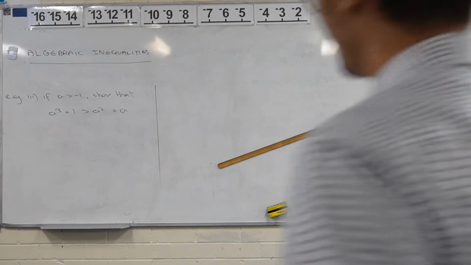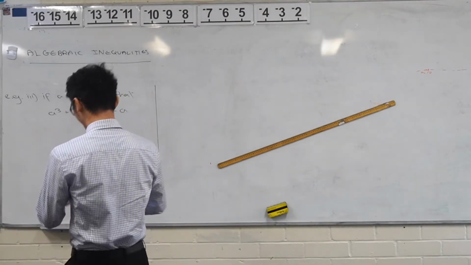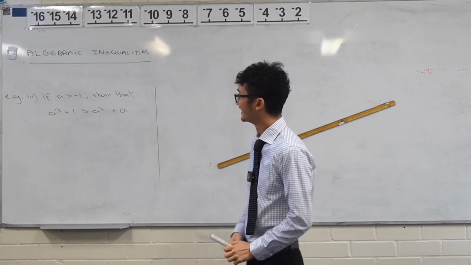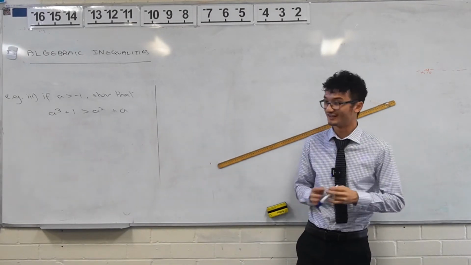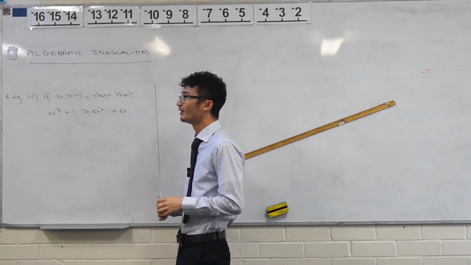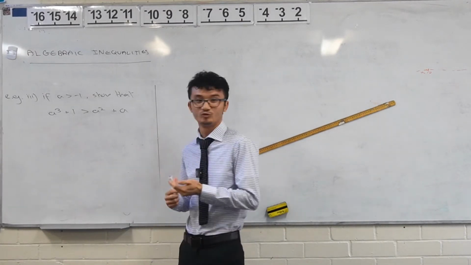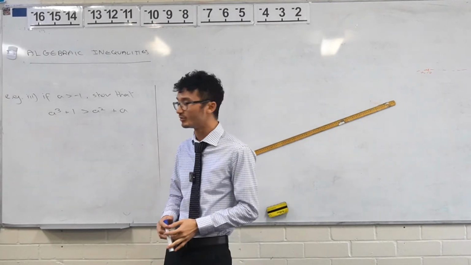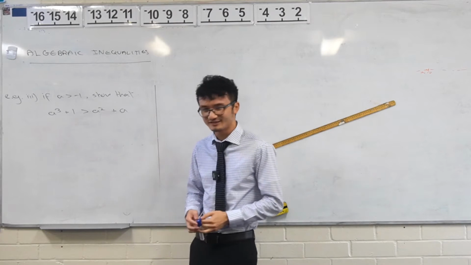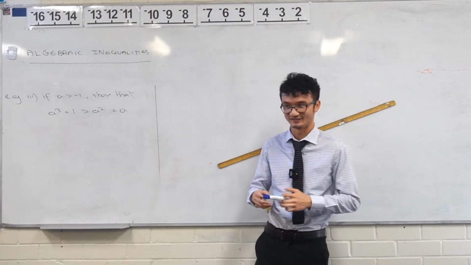So you tried LHS minus RHS, and where did that take you with this one? Didn't really take me anywhere. Didn't take you anywhere. Okay, and this is why they say algebraic inequalities is hard, right? Because there's not always a foolproof or formulaic way of approaching it. There are some strategies, but like I said, when you start, it's not always clear how exactly it's going to work out.